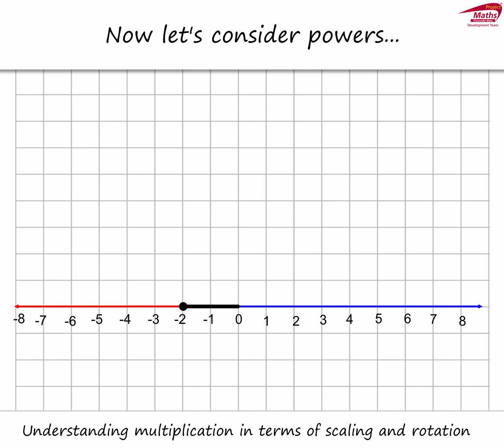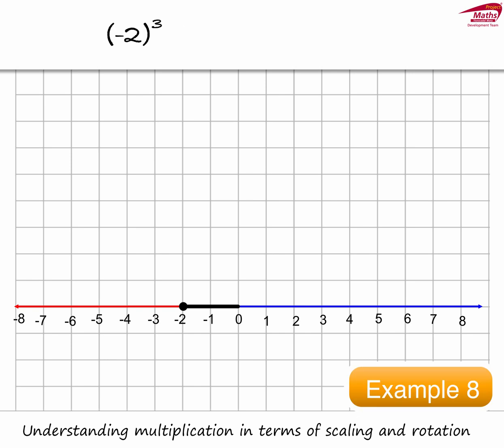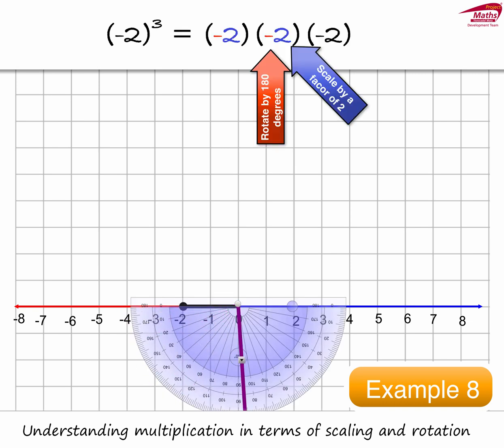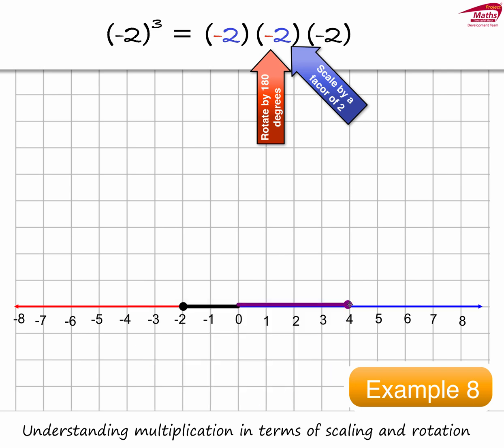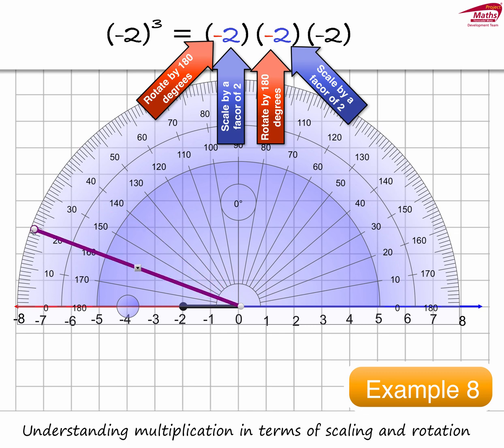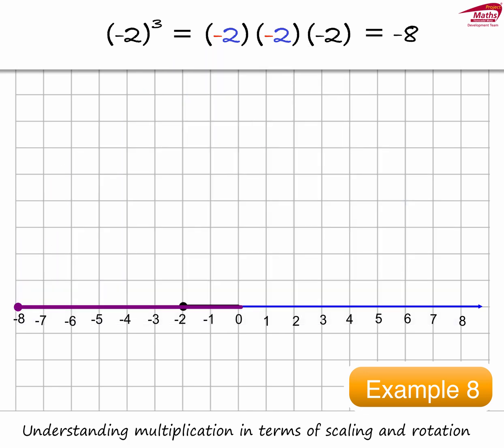Now let us look at how this idea of scaling and rotating applies to indices or powers of numbers. Example 8. Negative 2 all to the power of 3. This means that negative 2 is multiplied by itself 3 times. The negative 2 is scaled and rotated twice. Negative 2 scaled and rotated once gives us positive 4, and positive 4 scaled and rotated again gives us negative 8.